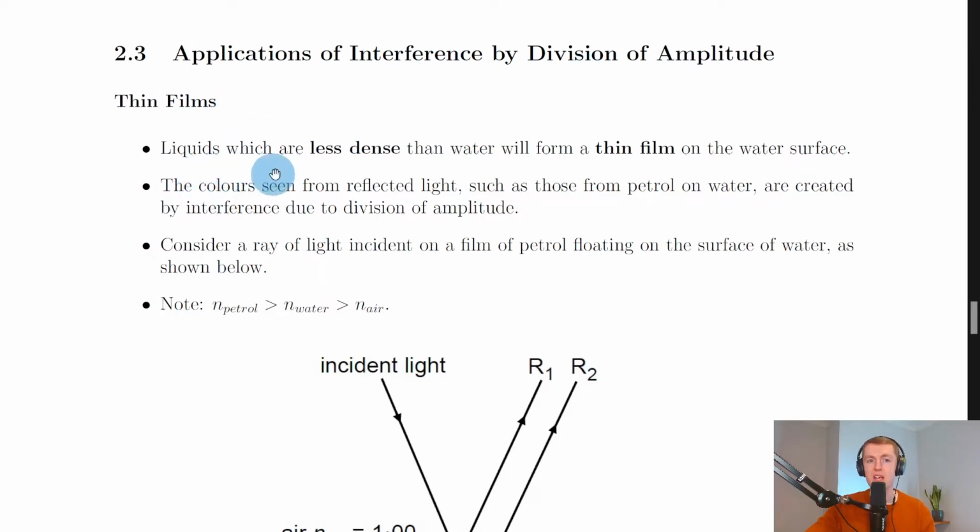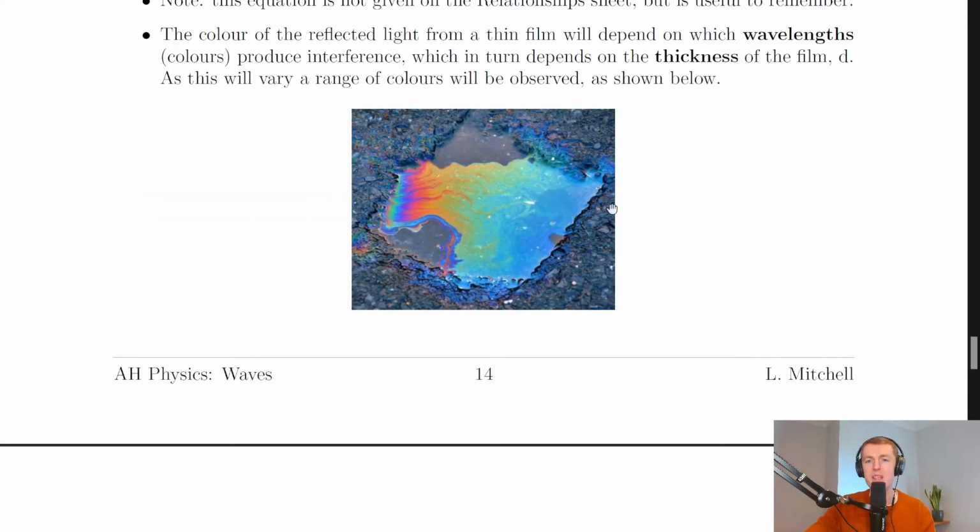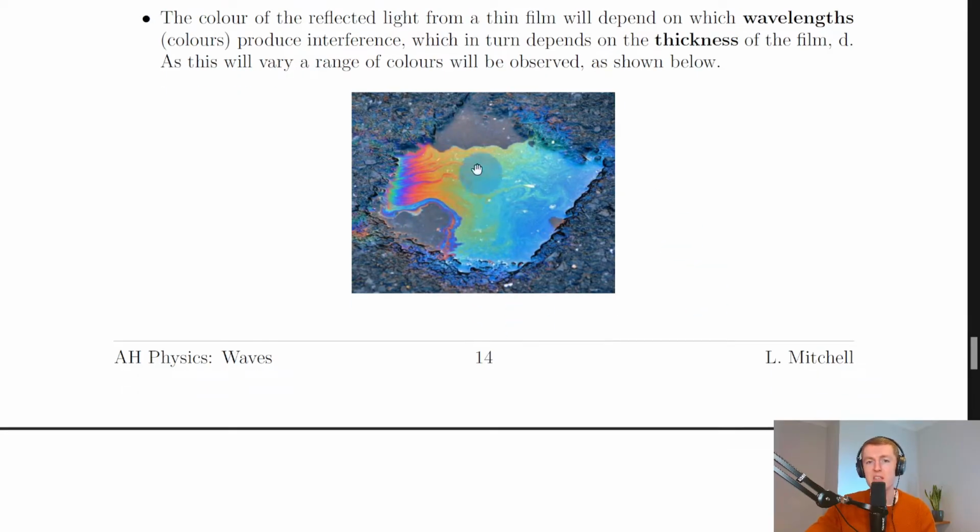It says here that liquids which are less dense than water will form a thin film on the water surface. The colours seen from reflected light, such as those from petrol and water, are created by interference due to division of amplitude. And here's an example of what I mean, and it's something you've probably seen before on a road surface. So we've technically got three materials here. We've got air above the thin film, we've then got this thin film of petrol over a water surface. So we've got air, petrol, the thin film, and water. And you can see the nice pattern of colours produced there, and we're going to explain how we get this.